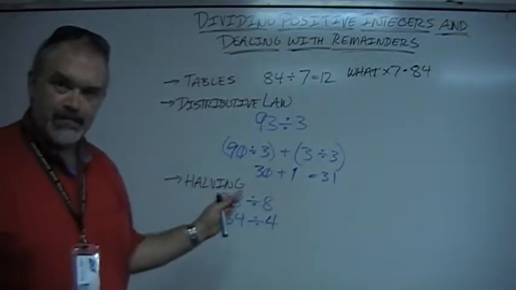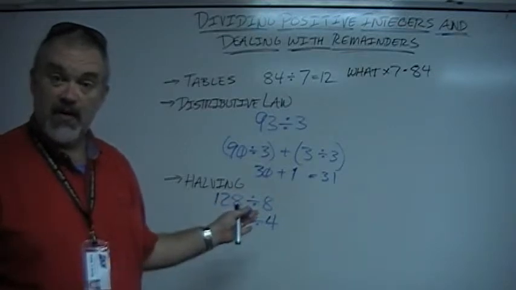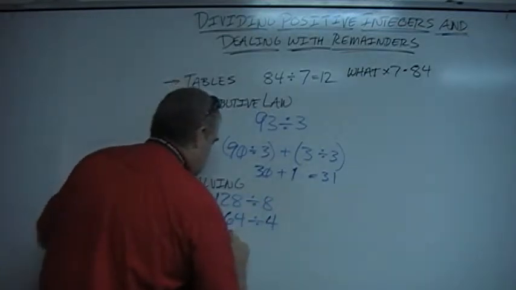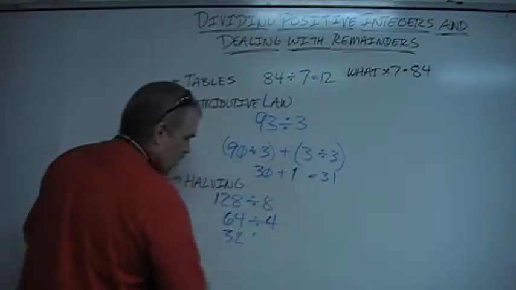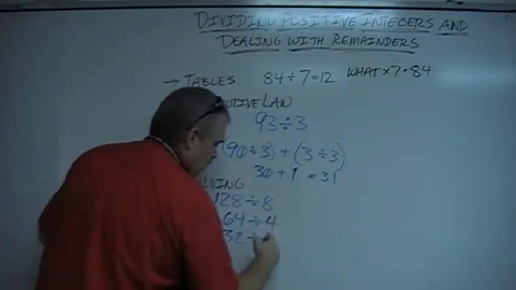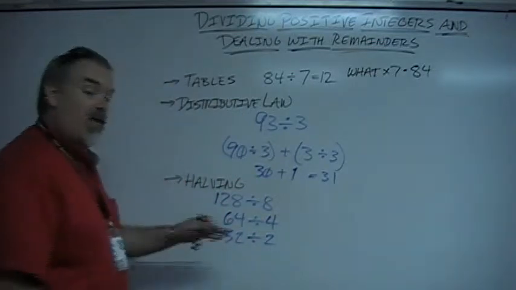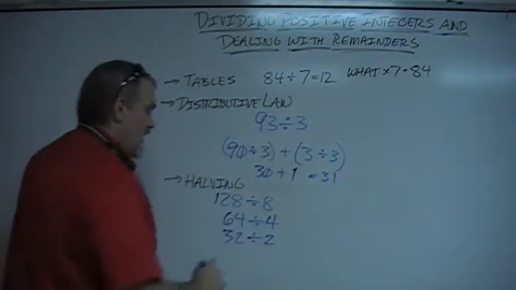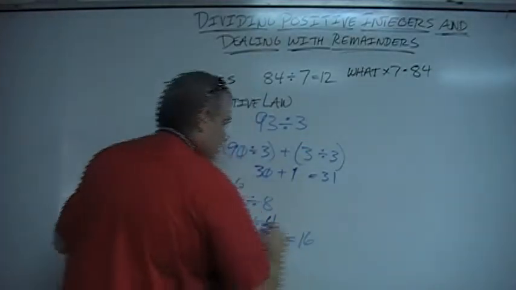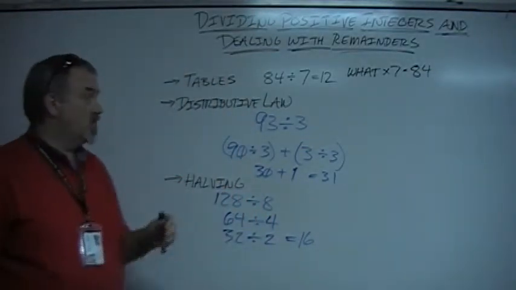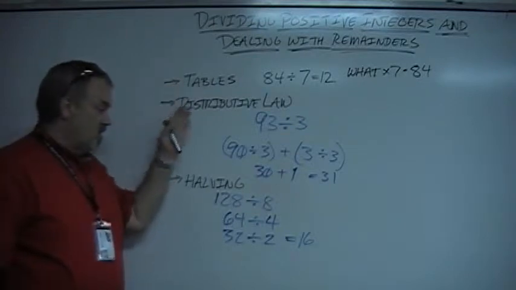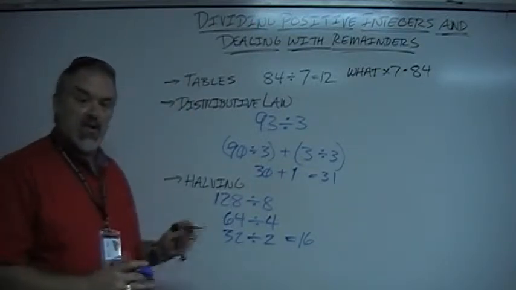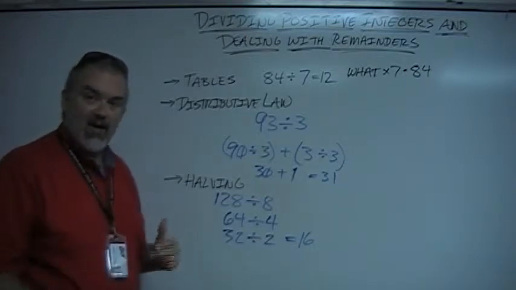Now that problem may still be a little bit difficult for you, so we're going to halve them again. And we're going to have 32: 64 divided by 2 is 32, 4 divided by 2 is 2. Now we have 32 divided by 2, which is a fairly simple problem, and that gives us 16. So those are the 3 mental strategies that we can use: tables, distributive law, and halving. Now, if none of those work, we still have the algorithm approach.